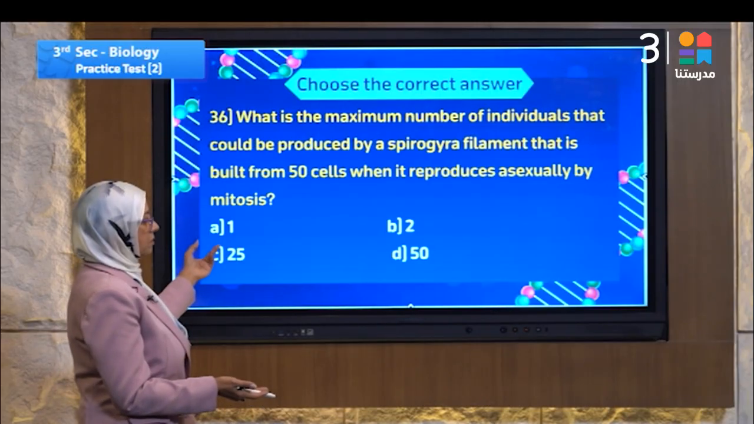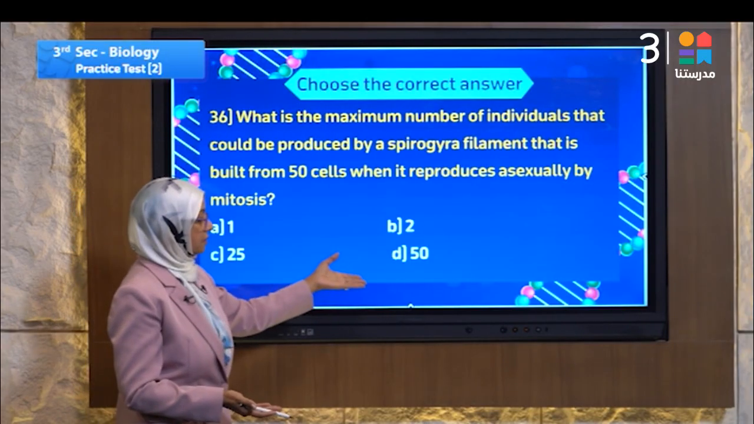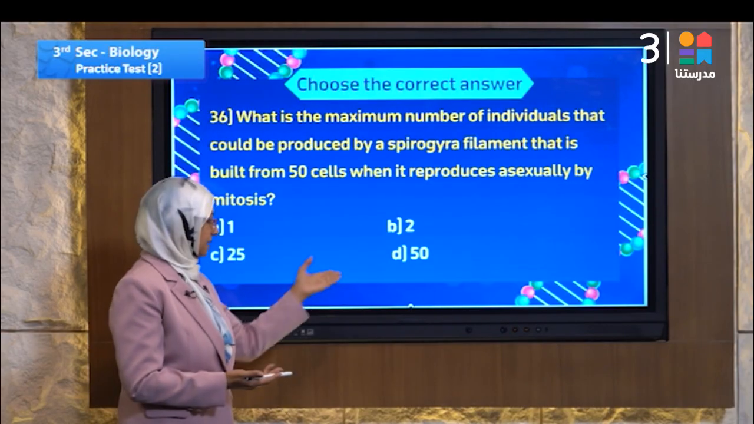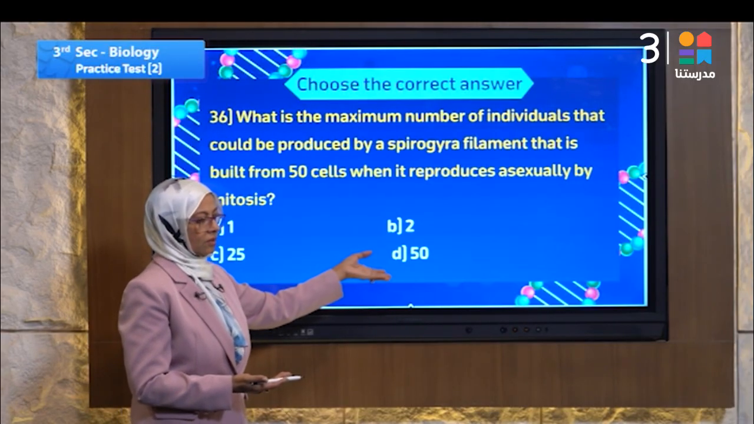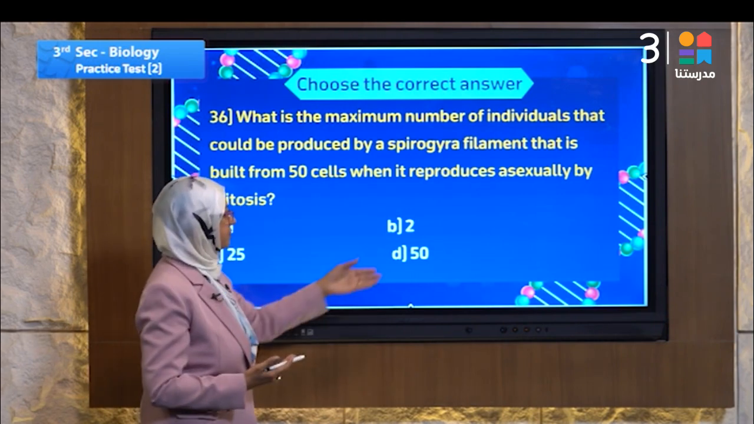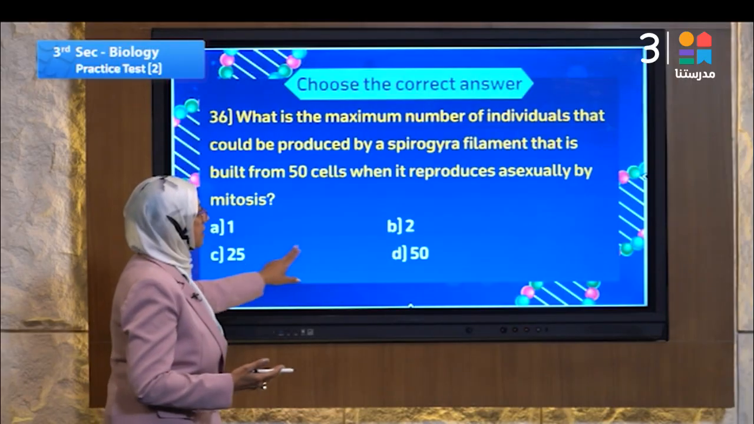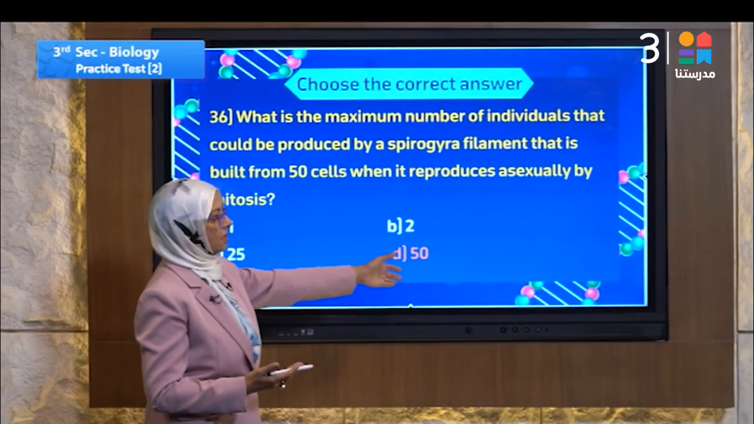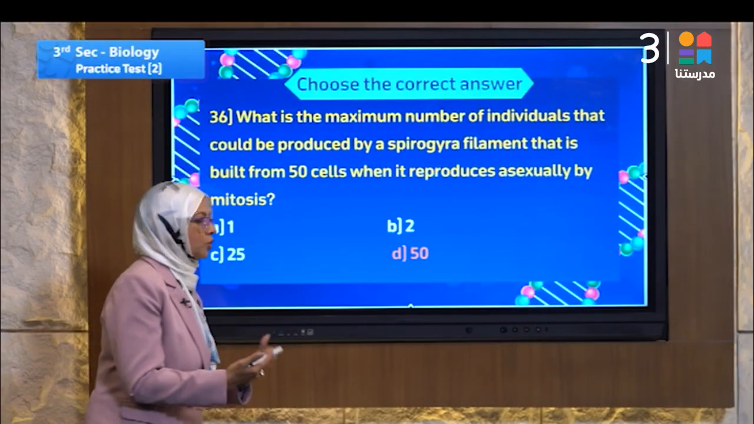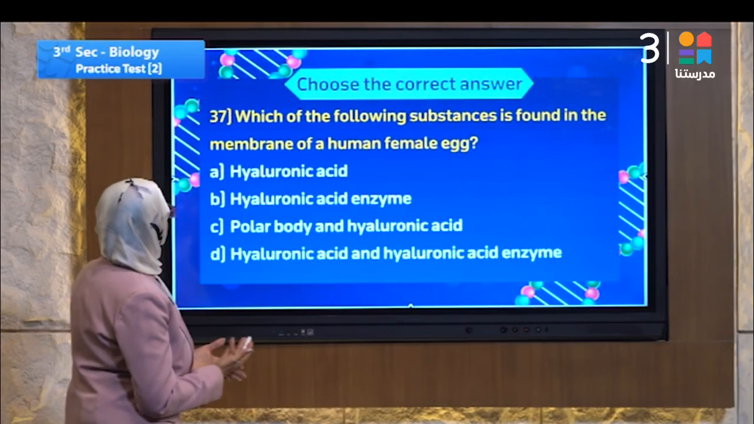1, no. 2, no. 25, no. 50, where is the 100? The maximum number here is 50. We searched for 100, but the choices only have 50 cells. It will be the answer, yes, it's 50. It's not truly the right answer, but it is the maximum among the choices. Let's go to question number 37.